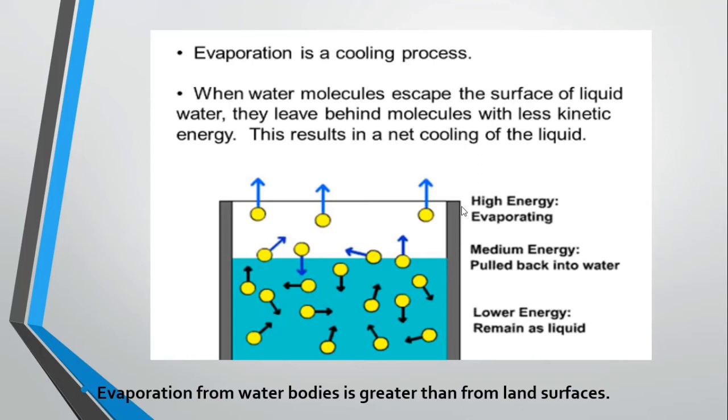So the first layer ng body of water, that will absorb heat so that it will evaporate. That's why the remaining liquid or the remaining layer will be at a lower temperature because evaporation is considered to be a cooling process with respect to its surroundings. Okay? So take note of that. Since mas mataas ang evaporation in water bodies, so it will be cooler if you are surrounded by water, unlike if you are inland.